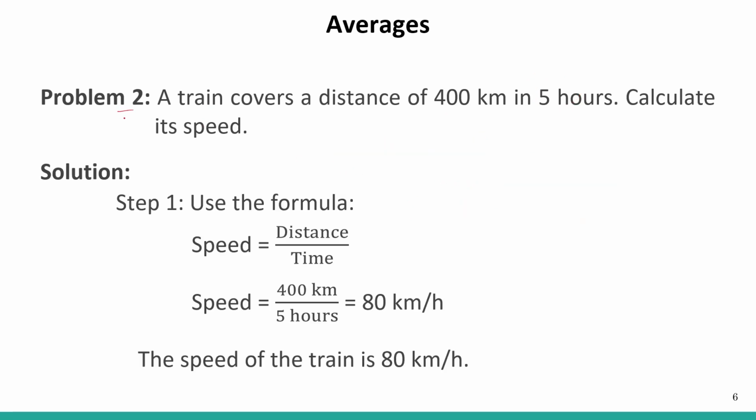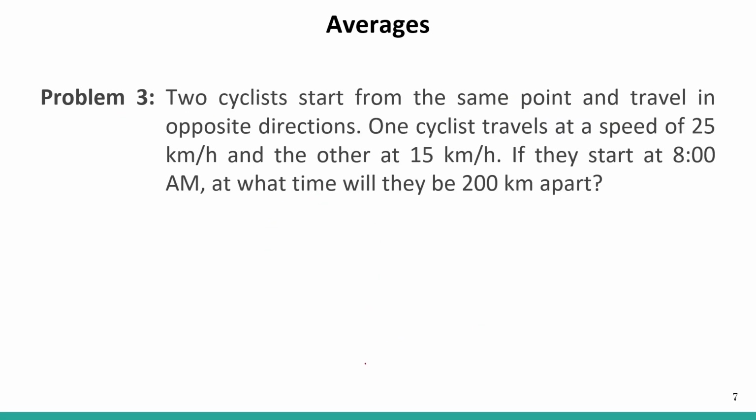Let's see problem number 2 again. A train covers a distance of 400 kilometer in 5 hours. Using the formula, speed is equal to distance by time. So 400 by 5 hours is equal to 80 kilometer per hour. So the speed of the train will be 80 kilometer per hour, right? Let's go forward with problem number 3.